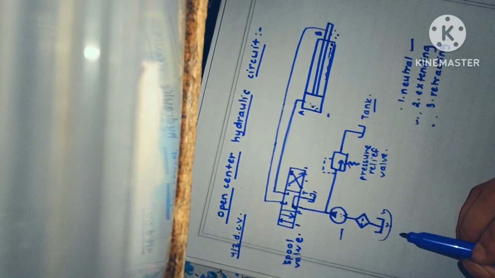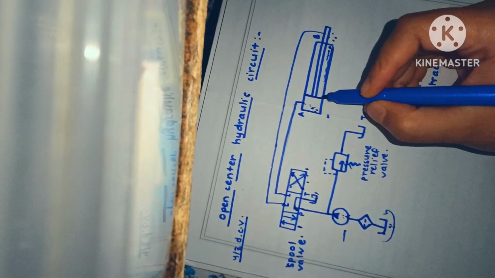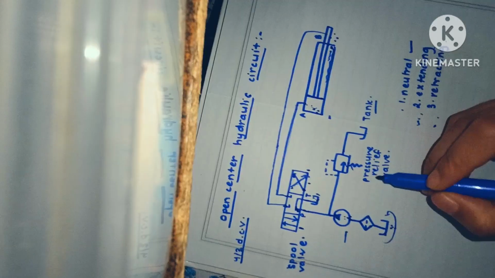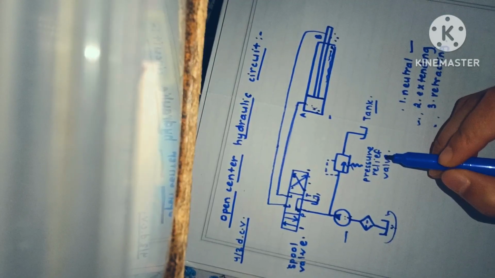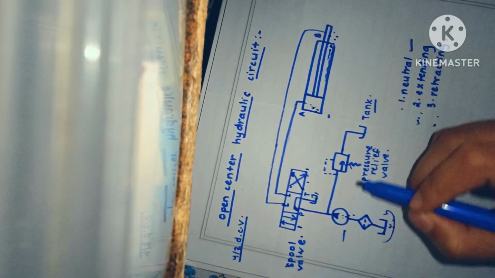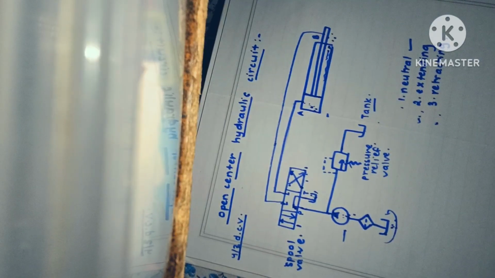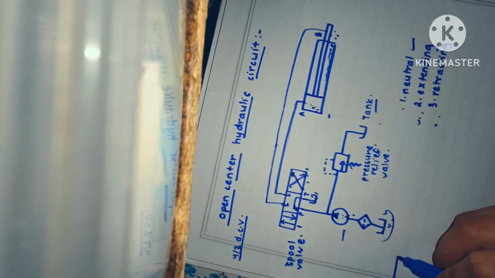And in this retracting position also, when the piston reaches the bottommost position, fluid pressure increases to the predetermined pressure, and then the pressure relief valve is opened by the pressurized fluid. At that time fluid moves from the reservoir to the pump to the pressure relief valve and then the tank. This pressure relief valve is open to protect the system from high pressure. So this much is the open center hydraulic circuit.